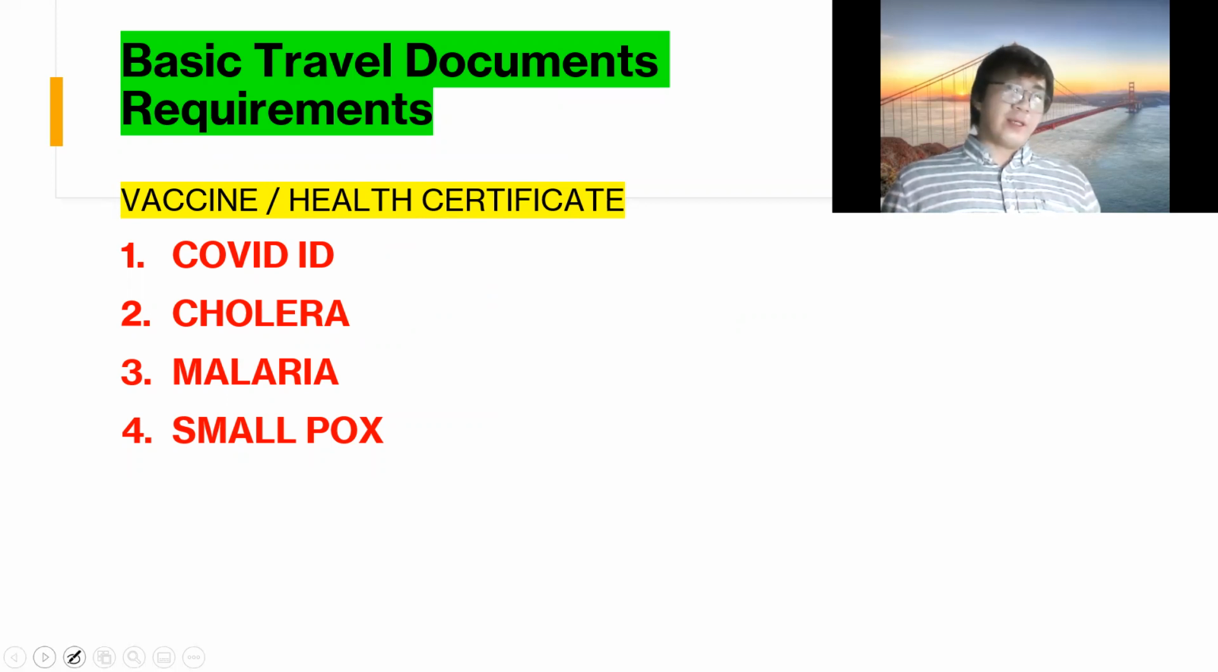Next is, of course, the traditional, we have the cholera, malaria, and smallpox vaccination certificates. So this one is yung mga lugar na pupuntahan nyo, very prone from cholera. So may inoculation kayo. Kailangan nyo magpabakuna.